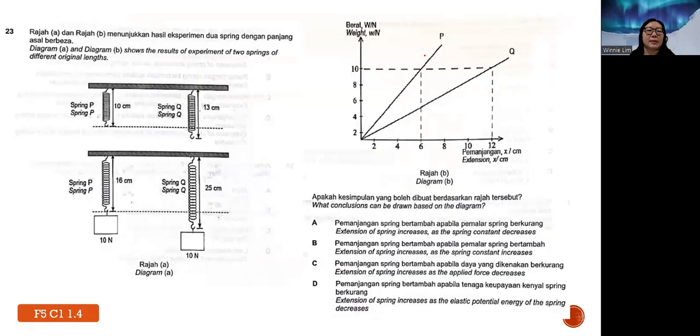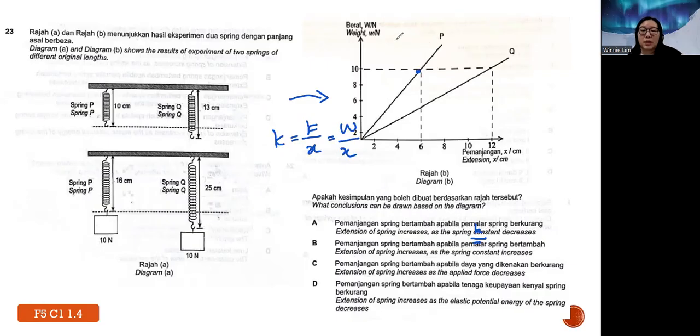23. Diagram A and diagram B show the result of an experiment of two springs of different original length. So these two springs initially already have different original lengths. What conclusion can be drawn based on the diagram? Extension of spring increases as the spring constant decreases. So what is actually spring constant? Spring constant refers to the stiffness of the spring, and based on this graph of weight versus extension, you can find the spring constant K. K is actually force per unit extension, or in this context the weight. So you can calculate it.